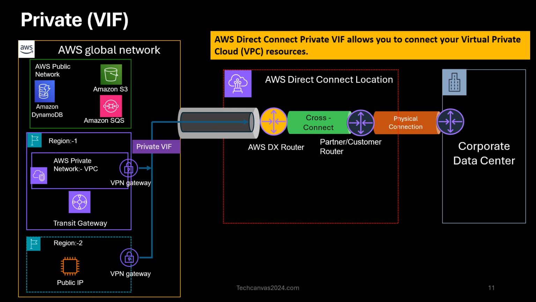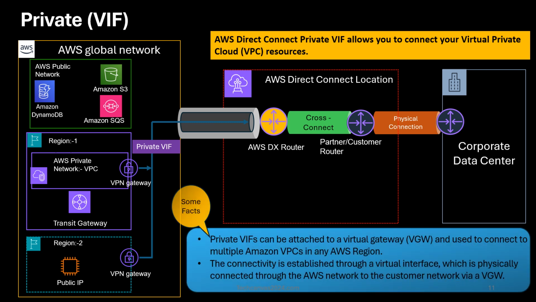So there are a few fun facts about it. You should use private VIF to access Amazon VPC. Each private VIF establishes a separate Border Gateway Protocol session, which can be used in an active standby or active design, or used for a private network segment. To create a private VIF, you need to have a Direct Connect circuit that you want to attach to your VPC. So that's the fun fact, right? The connectivity is established through a virtual interface, which is a physical connection through the AWS network to the customer network via virtual private gateways.